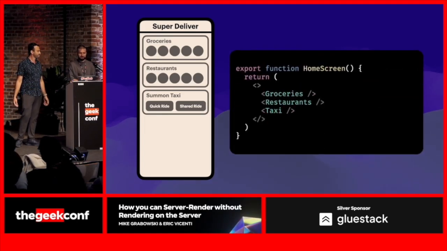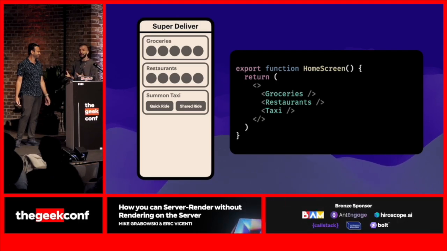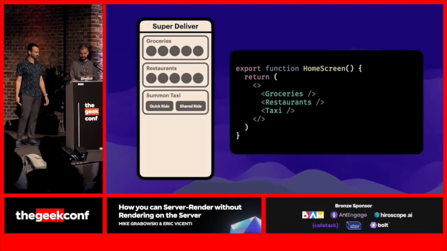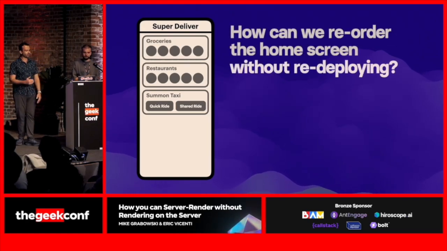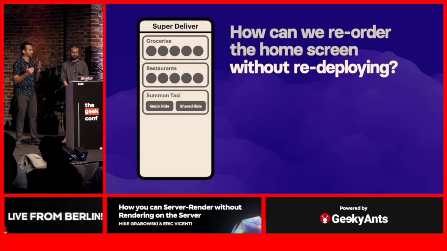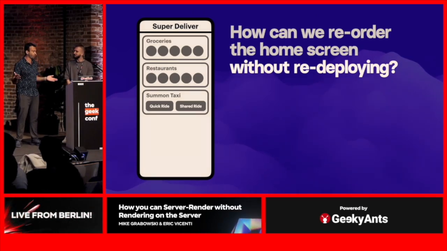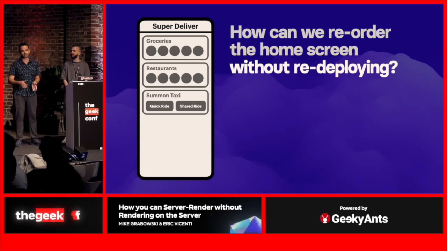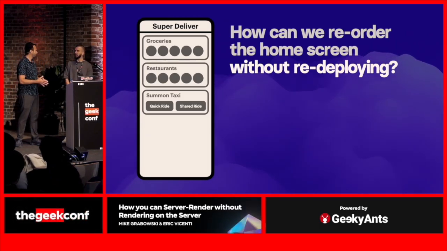Right? And on a slightly lower level, what we have here is 3 React components for each section: groceries, restaurants, and taxis. OK, so we're about to ship this application to production, but the marketing team actually wants to be able to experiment a little bit with the home screen. They want to be able to rearrange the sections of the home screen after we've shipped to production. So I guess we can do a code push, right?